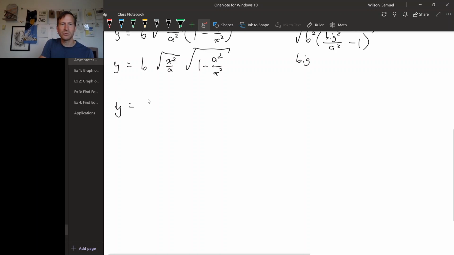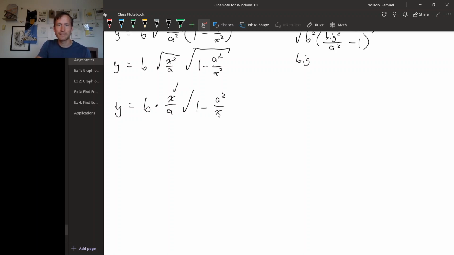Okay, so this is y equals b times, now the square root of x squared over a squared is x over a. Well, really it's the absolute value of x over a, but remember we're working only with the upper right-hand part of the hyperbola where x is positive and y is positive. So this x right here, we're assuming it's positive from the beginning, so we don't have to write an absolute value here. Okay, times the square root of 1 minus a squared over x squared. Now let me do one more thing. Let's write this as y equals b over a times x times the square root of 1 minus a squared over x squared.